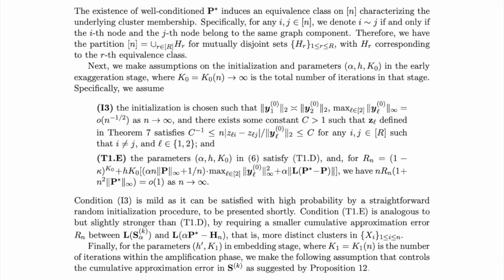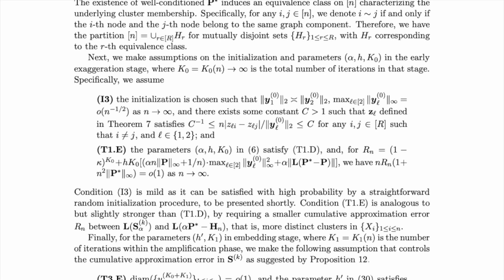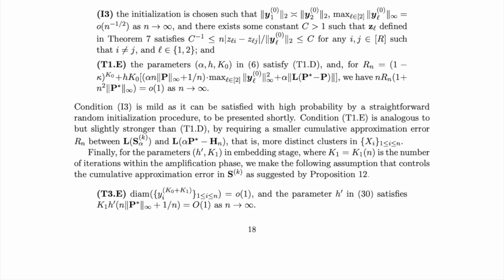Finally, for the parameters h and k1 in the embedding stage, where k1 is the number of iterations within the amplification phase, we make the following assumption that controls the cumulative approximation error in S_k, as suggested by Proposition 12. T3E: for 1 less than or equal to i less than or equal to n, the approximation error is O(1), and the parameter h in (30) satisfies k1 times h equal to O(1) as n goes to infinity.